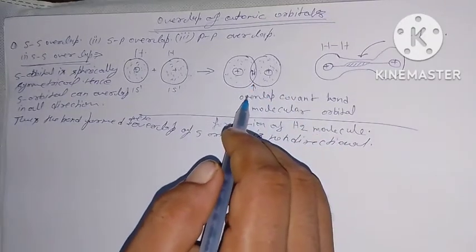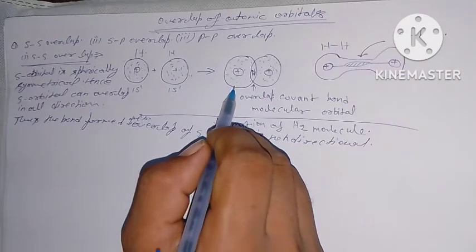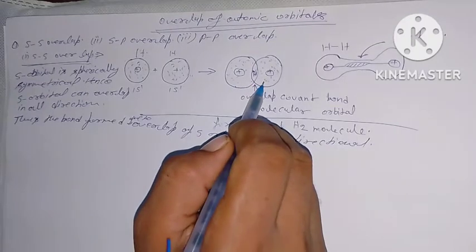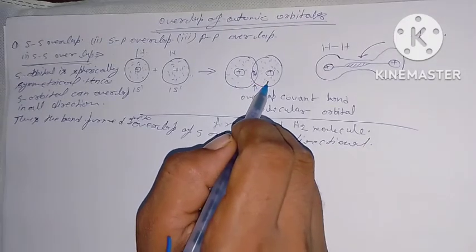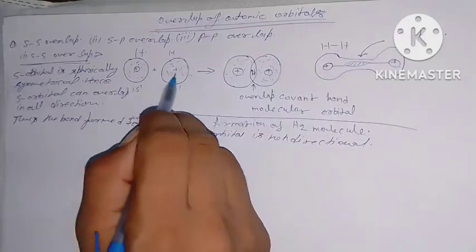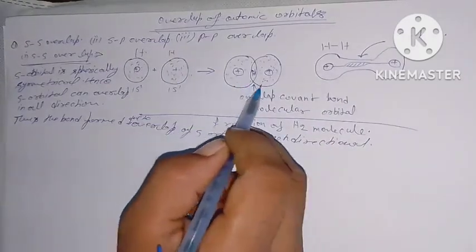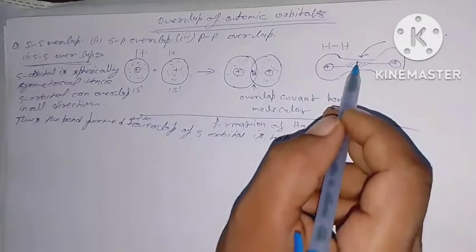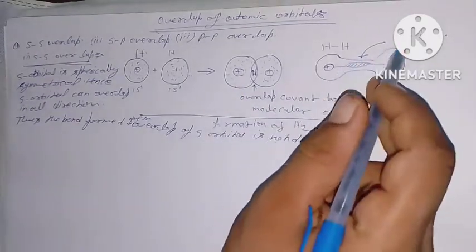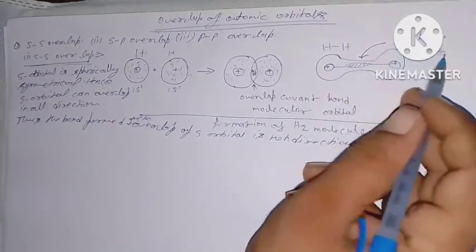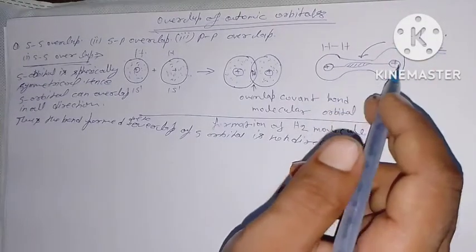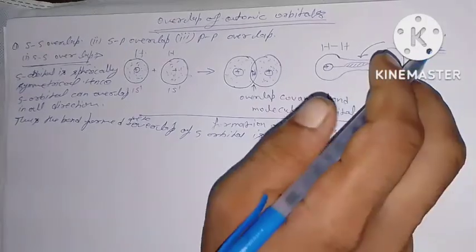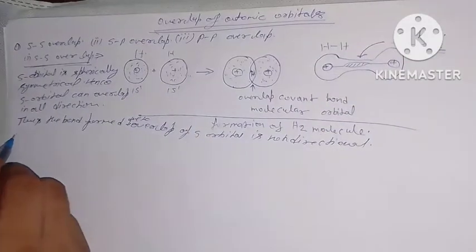In the formation of the H2 molecule, one s orbital of one H atom overlaps with that of another H atom, resulting in the formation of a covalent bond. This bond is called a sigma bond. It is symmetrical about the nuclear axis.